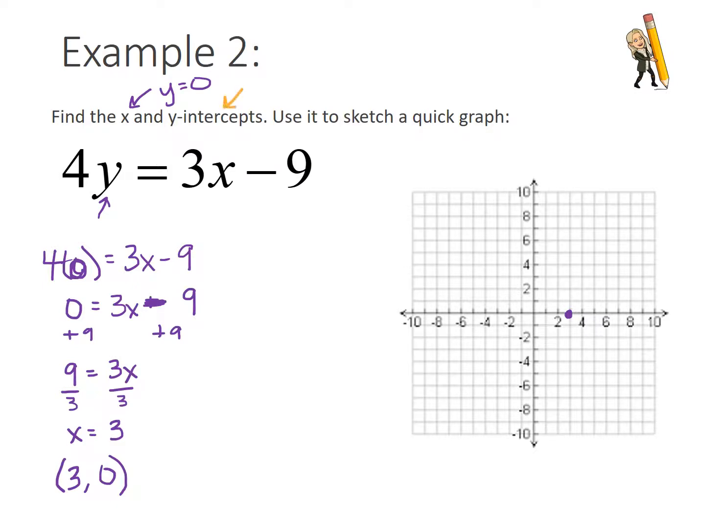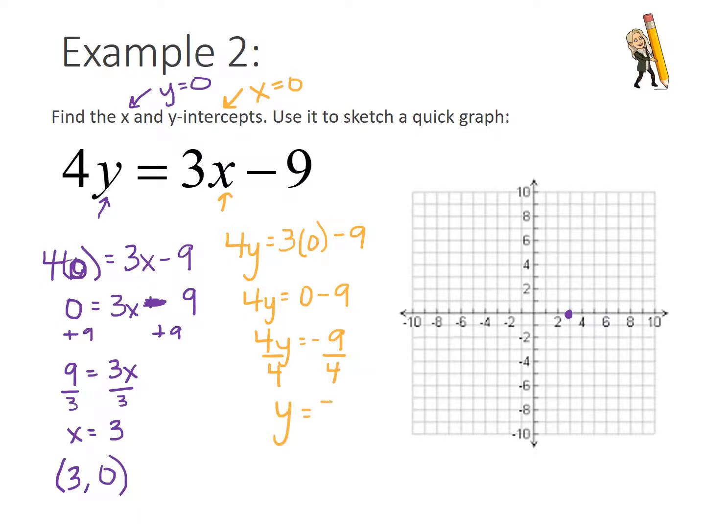Okay, next I need to find the y-intercept. So to find the y-intercept, that means x is equal to 0. So when I go to my equation, I'm going to plug in a 0 for x. So 4y equals 3 times 0 minus 9. Okay, so 4y, 3 times 0 equals 0 minus 9. So 4y equals a negative 9. To get y by itself, I got to divide both sides by 4.